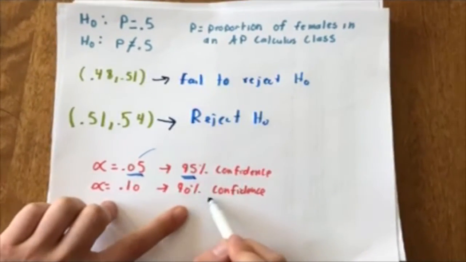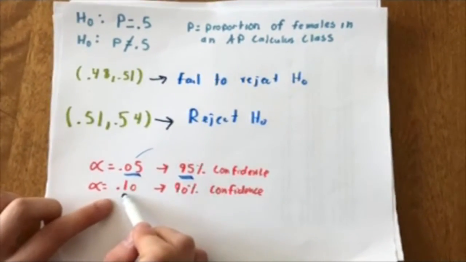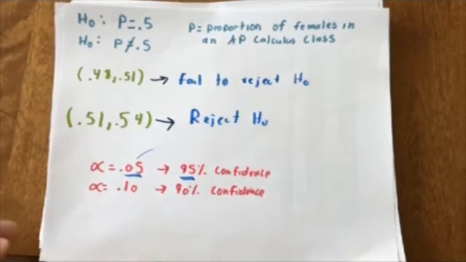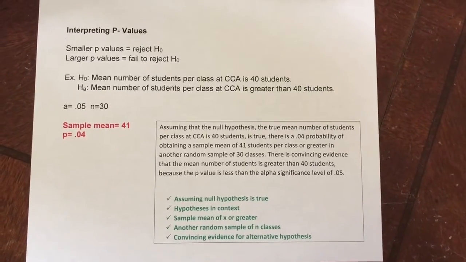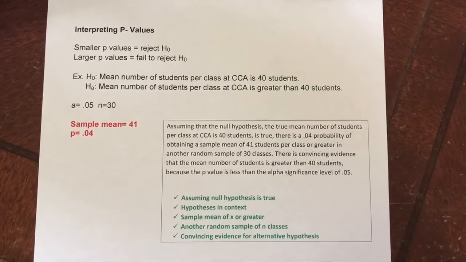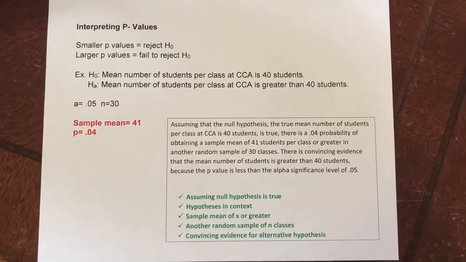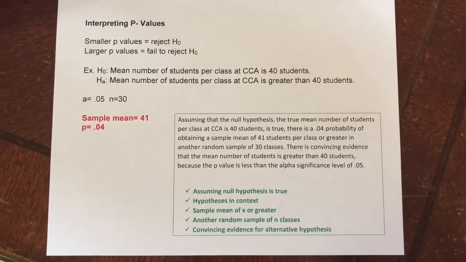Or if we had a 90% confidence interval, we could only draw conclusions at an alpha of 0.1 level. Basically, the p-value is the probability of obtaining your sample mean or proportion, or a more extreme one, if you were to repeat the same significance test with another random sample of the same size.